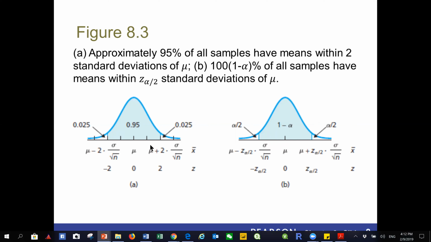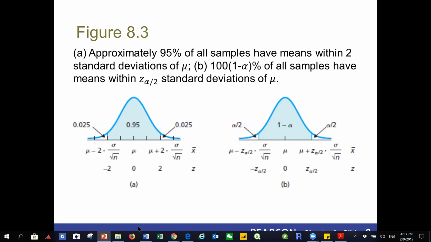Then we use the formula where Z equals X bar minus mu over sigma over square root n. You use that formula, you rewrite it, and you can include mu in the middle. We call this the pivot method. Okay, pivot method.